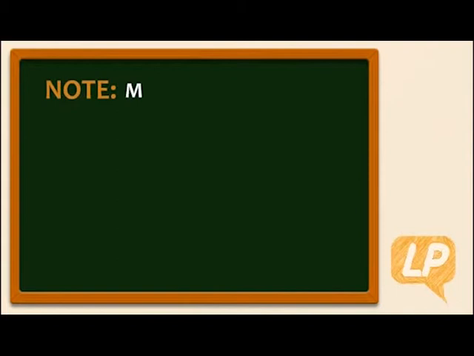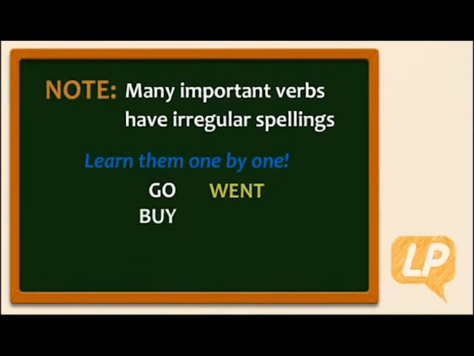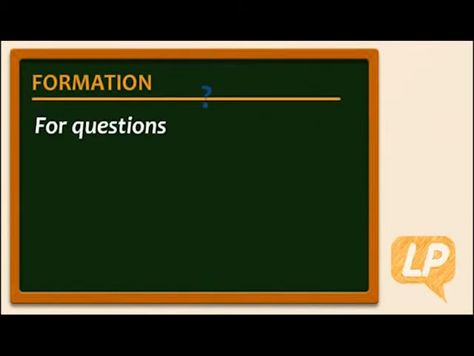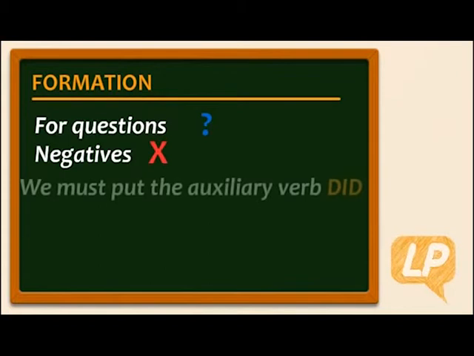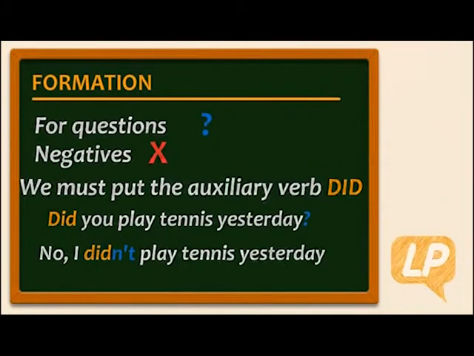The spelling of many important verbs is irregular. You must learn them one by one. Go, went. Buy, bought. Come, came. When you make questions and negatives in the past simple, we must put did. For example, did you play tennis yesterday? No, I didn't play tennis yesterday.